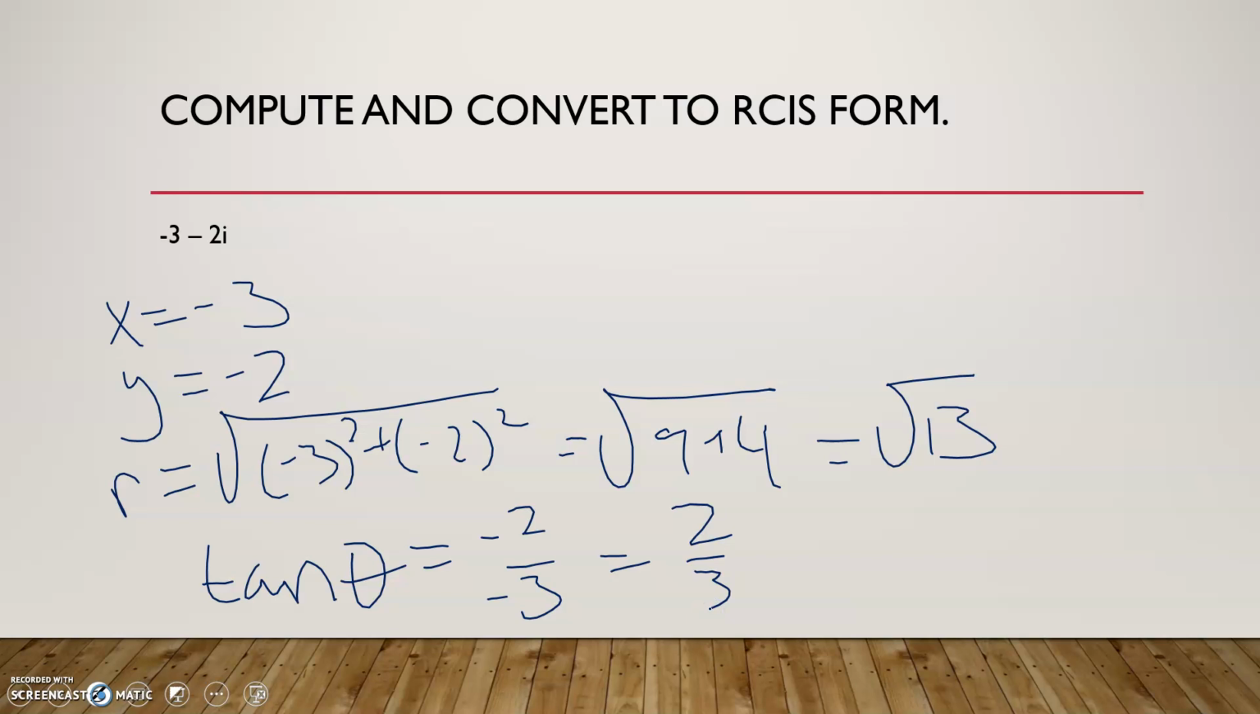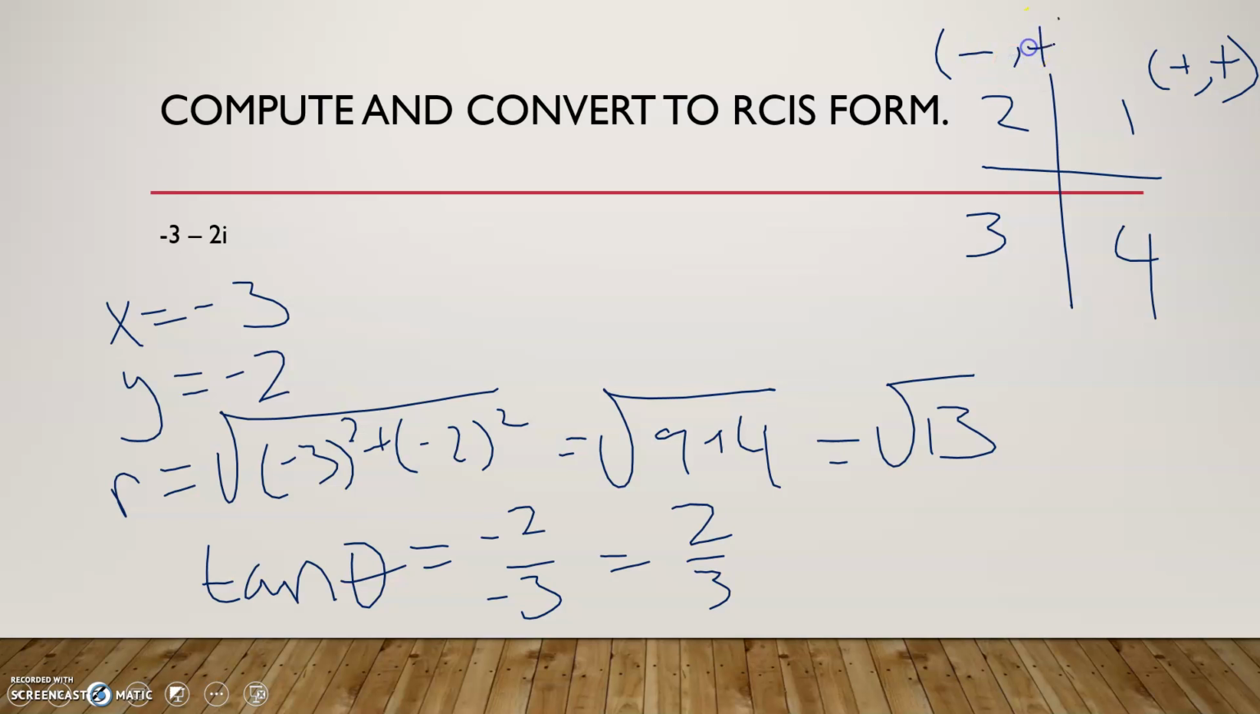And I know that my angle has to be in, if we look at our 1, 2, 3, 4, we need both to be negative. So here, they're both positive. In this quadrant, we have a negative x and a positive y. And over here, we have negative, negative. So it's in quadrant 3.